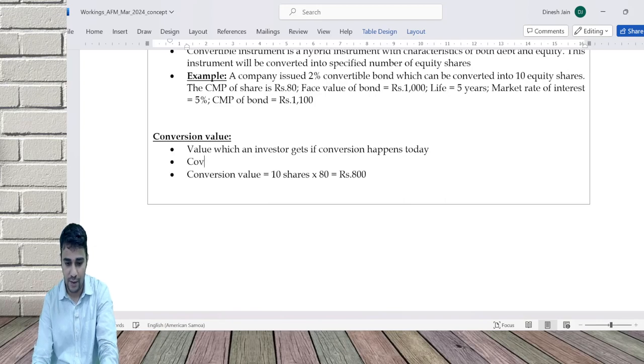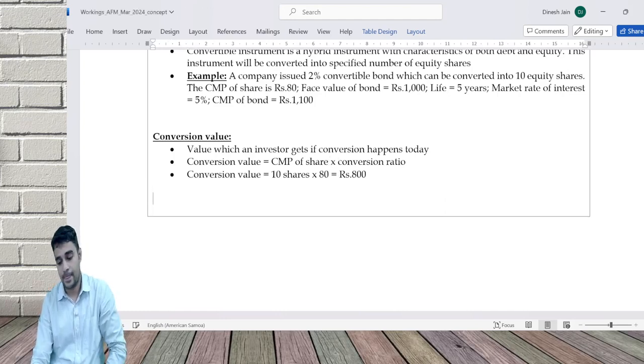I don't know whether before or after, write the formula. I should have given the formula. I don't remember the formula and all, I have given the logic. The logic is very simple. If you convert today, what happens? Current market price of share into conversion ratio.